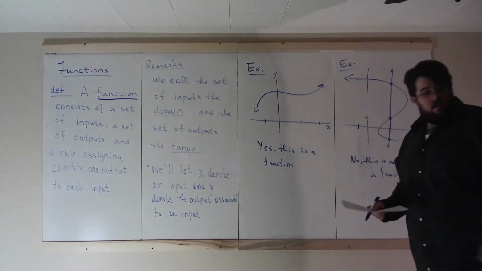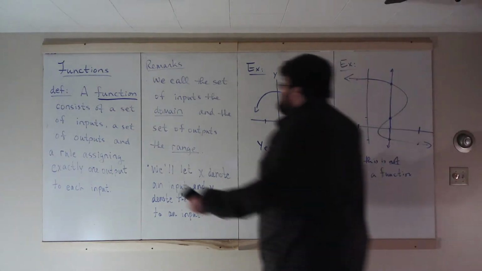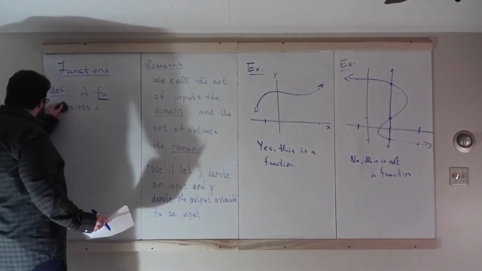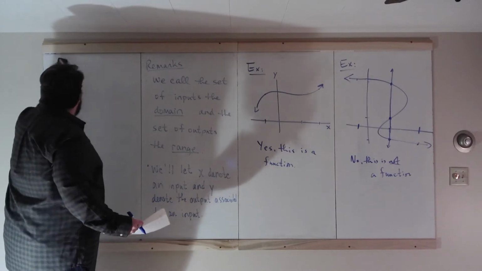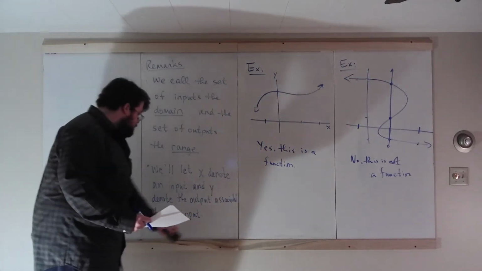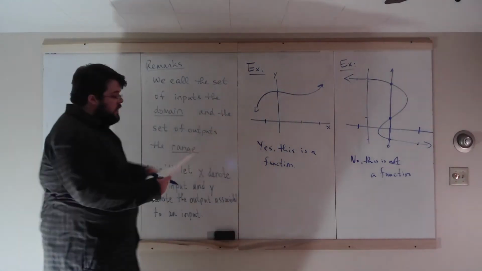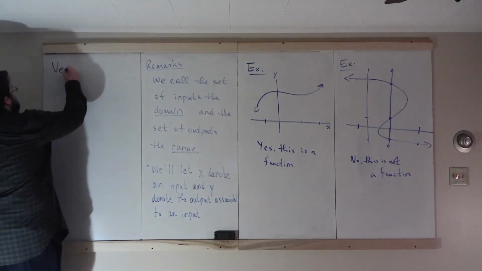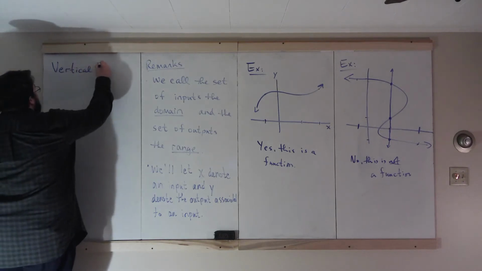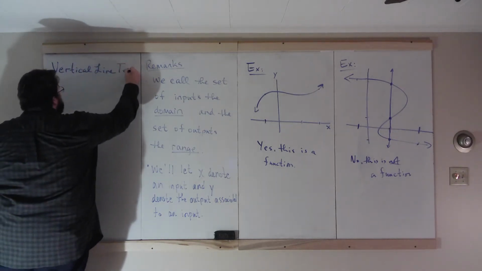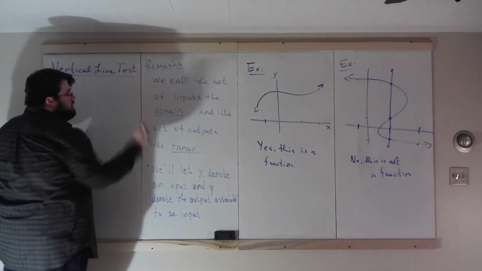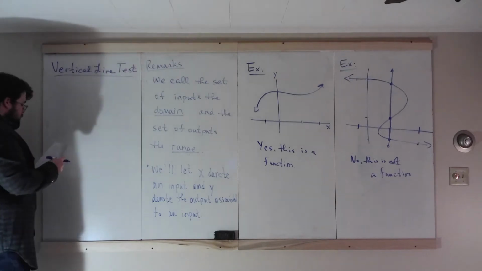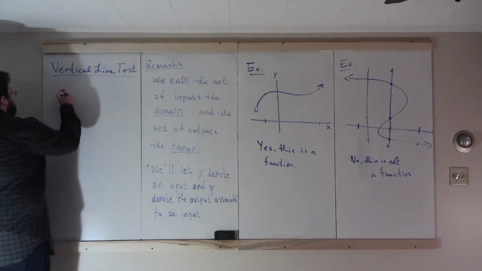So let's record that as a theorem. This is a theorem for detecting whether a given graph is a function. We use a vertical line, so we'll call it the vertical line test. It's a theorem. A theorem in math means a relatively large and important result. Theorem, T-H-E-O-R-E-M. And this is an example of a theorem.